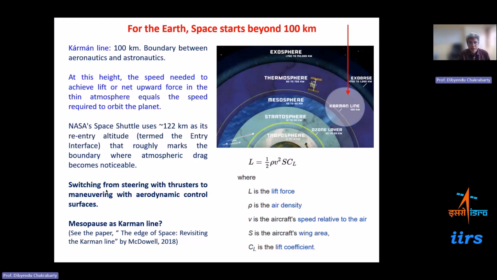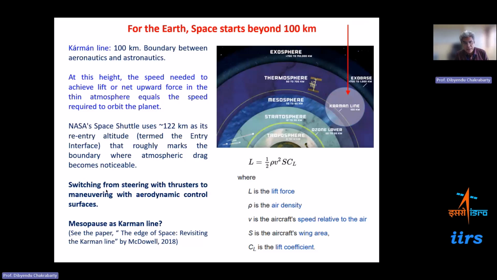Initially I thought it would be better to talk about what exactly we mean by space. What is the technical or operational definition of space? In operational terms, we generally call it the Kármán line, which is around 100 kilometers above the Earth's surface. It is a hypothetical line that separates the atmosphere and space.